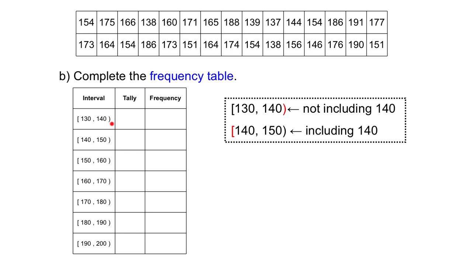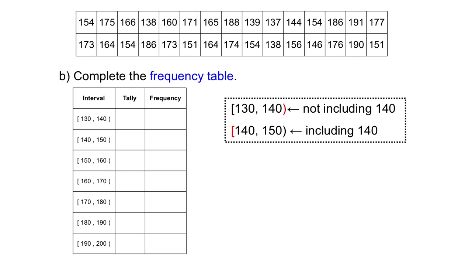Basically, if you see this, it means all the numbers between 130 and 140, including 130. So you can think of this interval as the 130s. You can think of this interval as the 140s, the 150s, the 160s, the 170s, the 180s, and the 190s. So what we're going to do is look at the table and just make a tally. How many times do you find a number in a certain interval?